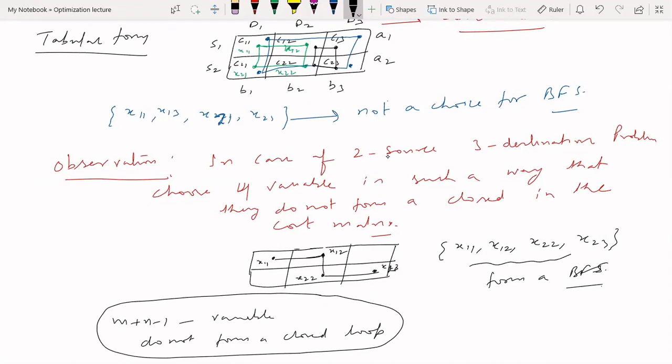The m plus n minus 1 condition determines that the number of basic variables is equal to the rank of the matrix, and if they do not form a closed loop type structure, it also ensures that the variables we are choosing are not linearly dependent, they are linearly independent. Okay, so I will stop here.